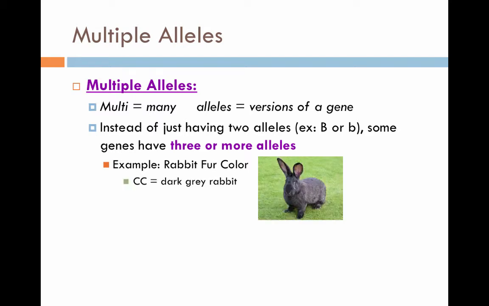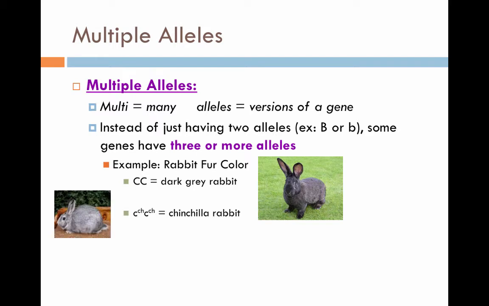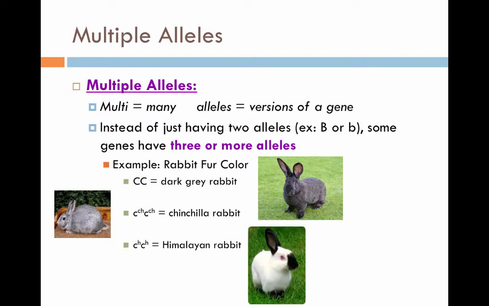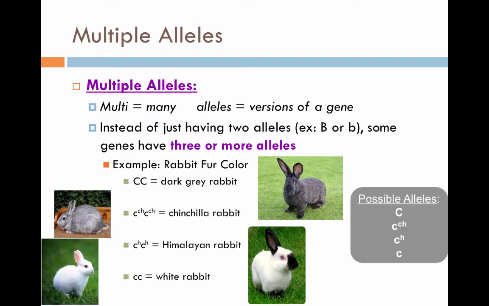For instance, you could have a rabbit that has 2 big C's, it would be a dark gray rabbit. Or you could have a rabbit that's called a chinchilla rabbit, it's C^ch C^ch. Or you could have a rabbit that's C^h C^h, that's a Himalayan rabbit. Or you could have a rabbit that's little c, that's a white rabbit. Notice there are 4 possible alleles. Instead of just being like big letter, lowercase letter, capital versus lowercase, instead there are multiple alleles, more than 2. Therefore, it's considered multiple alleles.